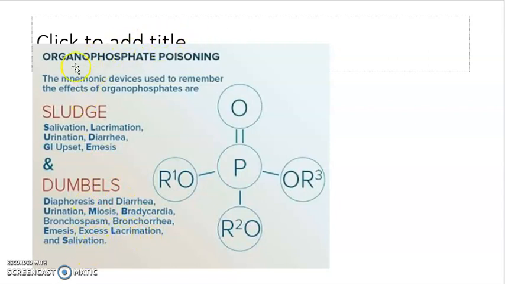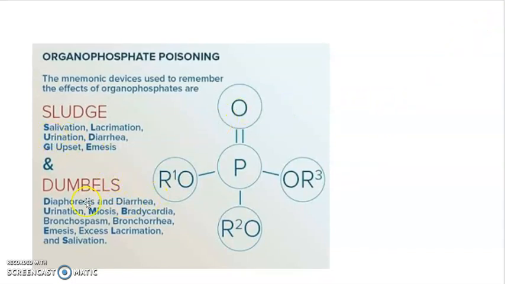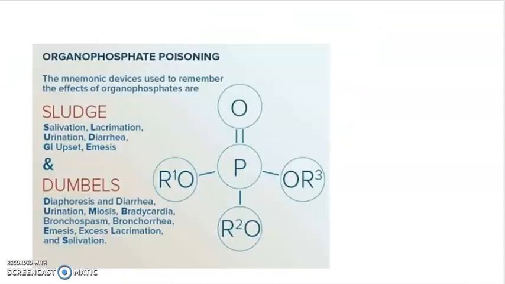So these are the effects that you're going to see with organophosphate poisoning, which we believe is the reason why the guy shown on our first slide was murdered. How did he get killed? The cause of death is most probably due to organophosphate poisoning.